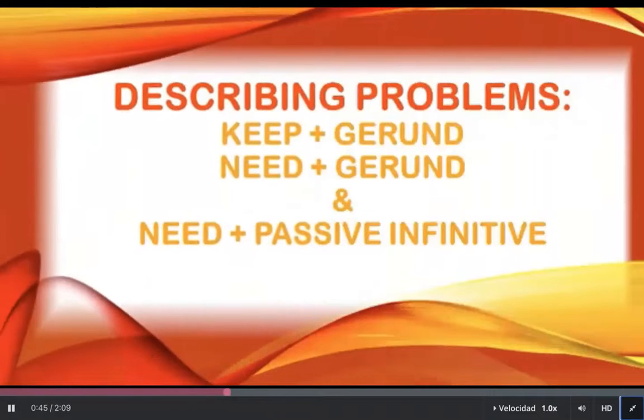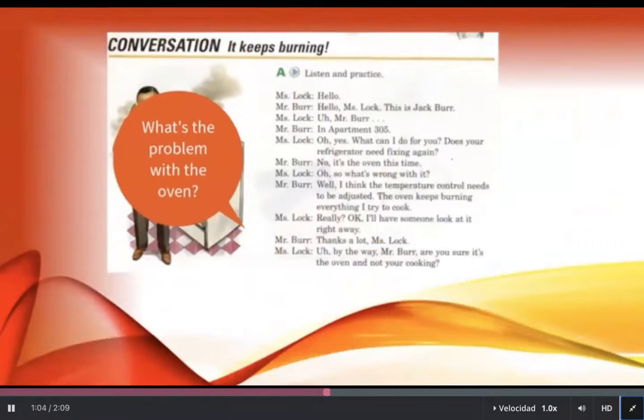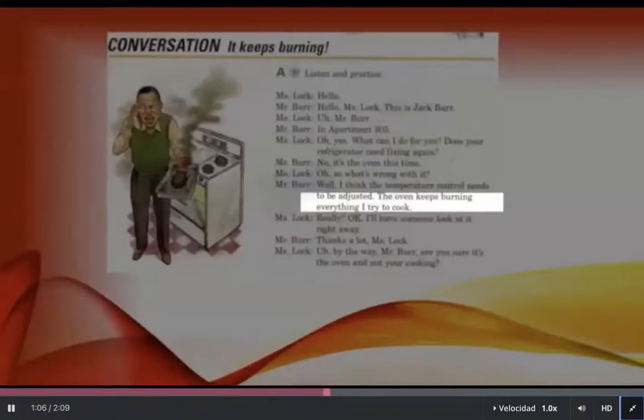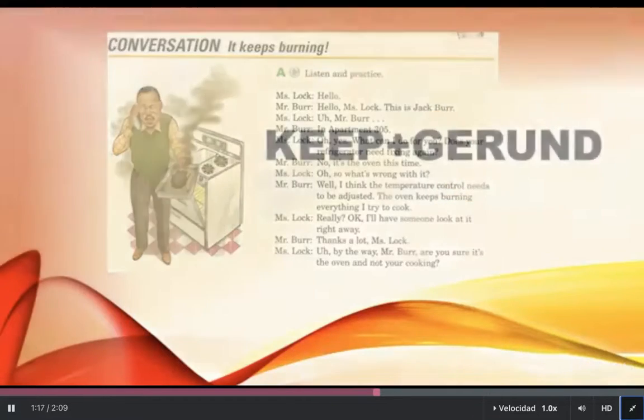Now that you have listened to the audio program, we will keep on showing you how to describe or report problems. On this occasion, we will do it by using keep plus gerund, need plus gerund, and need plus passive infinitive. Do you remember what the problem with the oven was? That's right, the oven keeps burning everything. Let's stop here. Notice what follows keep, a gerund. Burning is a gerund. This is what we will study, keep plus gerund.